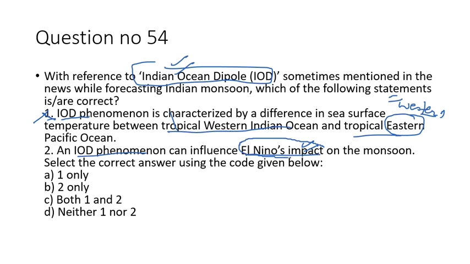See, the El Nino impact is there on the monsoon, but the IOD phenomenon also impacts El Nino as well as the Indian monsoon. So this statement is correct. So only 2 is the right option.